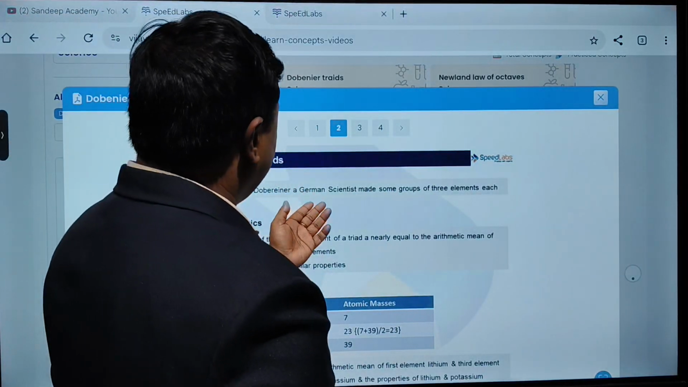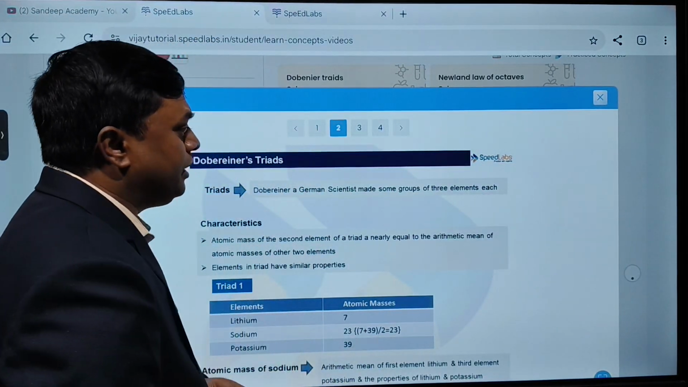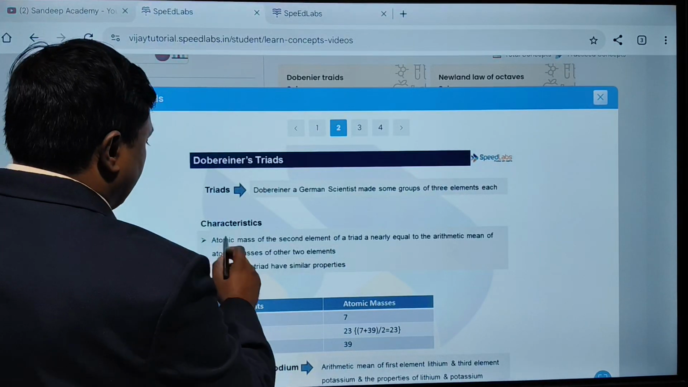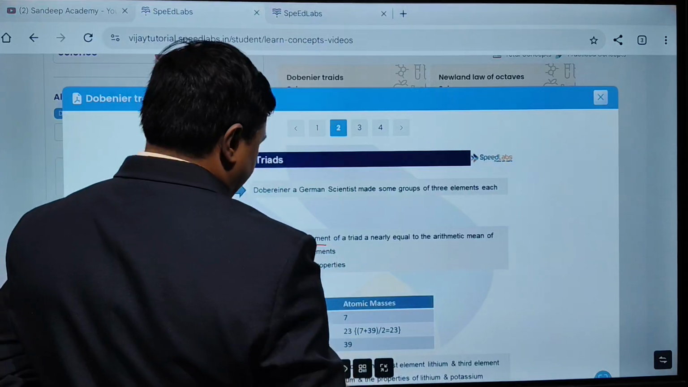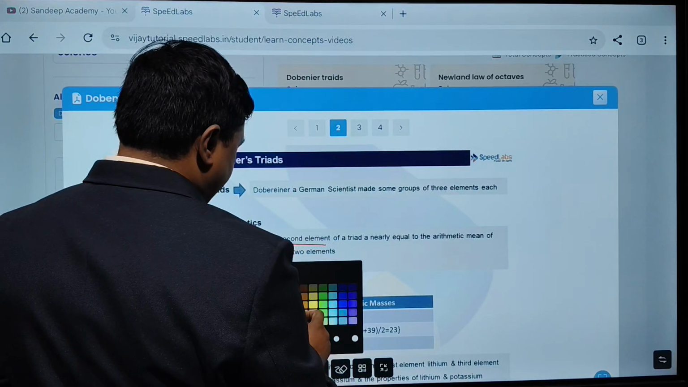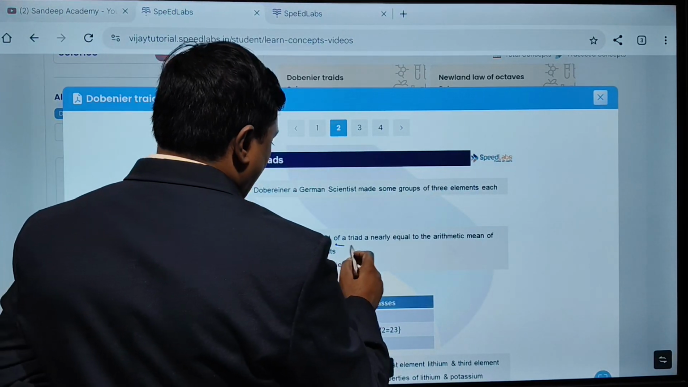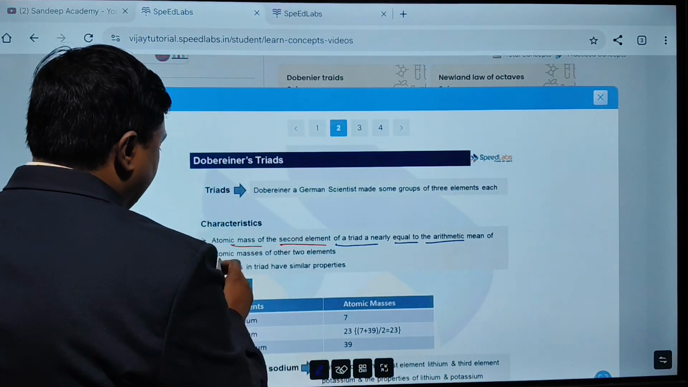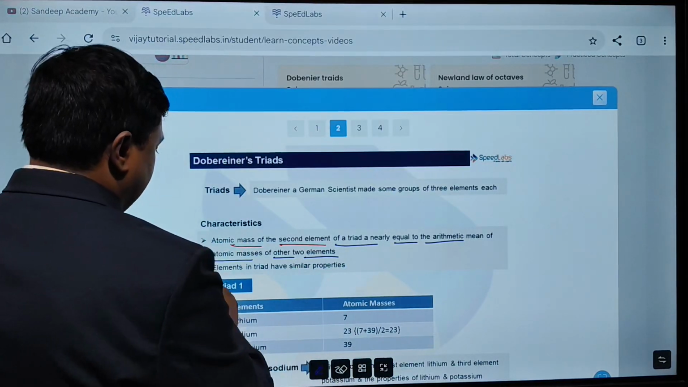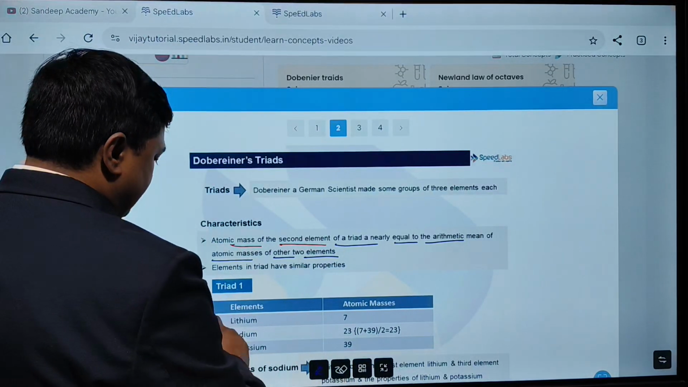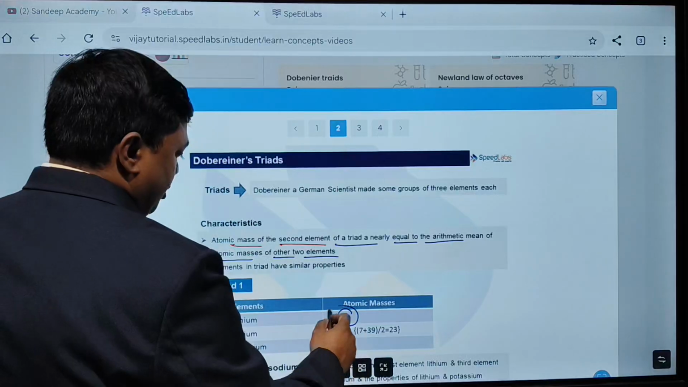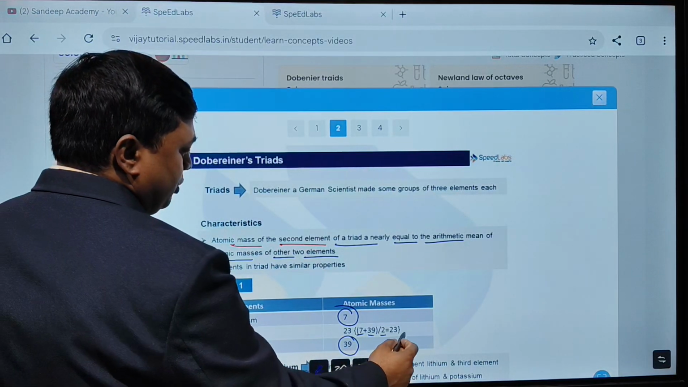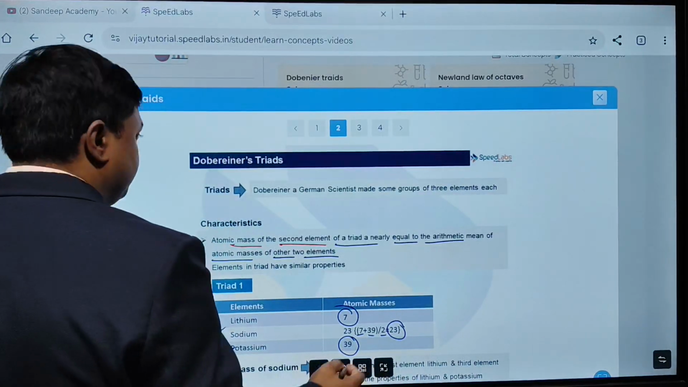Dobereiner, a German scientist, made some groups of three elements. What is the characteristic? The atomic mass of the second element of a triad is nearly equal to the arithmetic mean of the atomic masses of the other two elements. Like just now explained, lithium, sodium, and potassium. The atomic mass of lithium is 7, potassium is 39. If you take the average, (7 plus 39) by 2, you get 23. Yes or no?